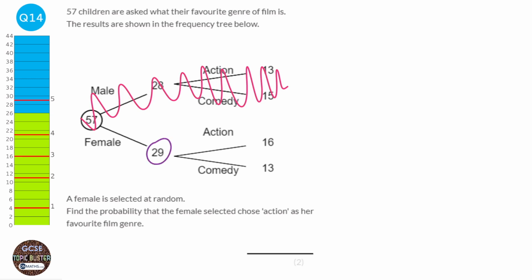So there's 29 females altogether, and we're looking for the probability that the female chosen at random picked action. So it's just simply 16 over 29.